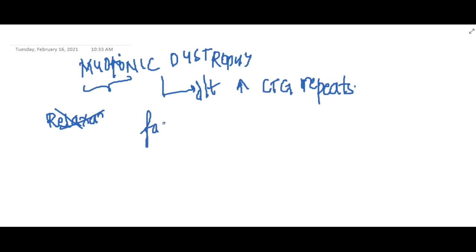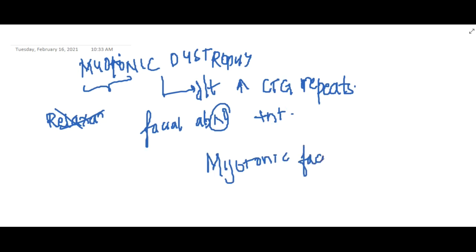In myotonic dystrophy, facial abnormalities are also present. Here the patient presents with an inverted V-shaped upper lip and temporal hollowing. We have something called myotonic facies which are seen in myotonic dystrophy. I will show you the pictures in a minute.